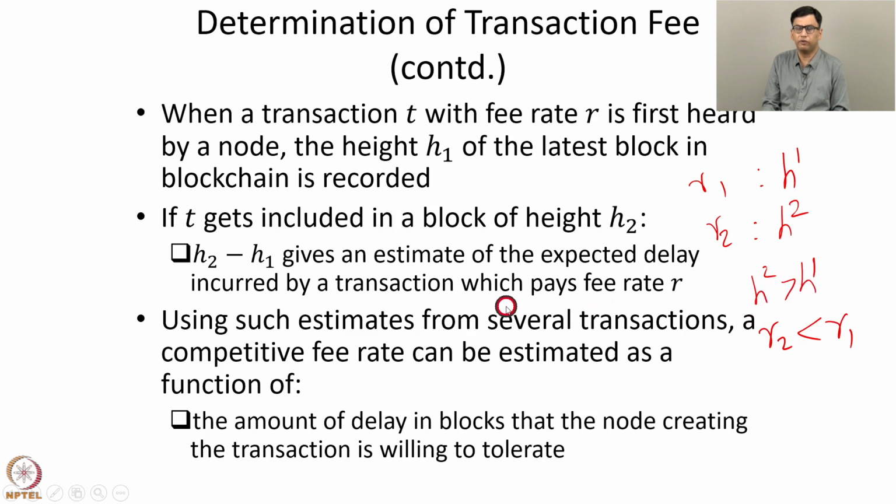So a particular node which wants to decide how to set its fee rate will look at such fee rates of other transactions and the corresponding delays that they incurred in being included into the blockchain. So it gets an idea of, for a particular delay, what fee rate it should set. It can get such an idea by observing the past history of fee rates and the corresponding delays incurred in the inclusion of the transaction in one of the valid blocks.